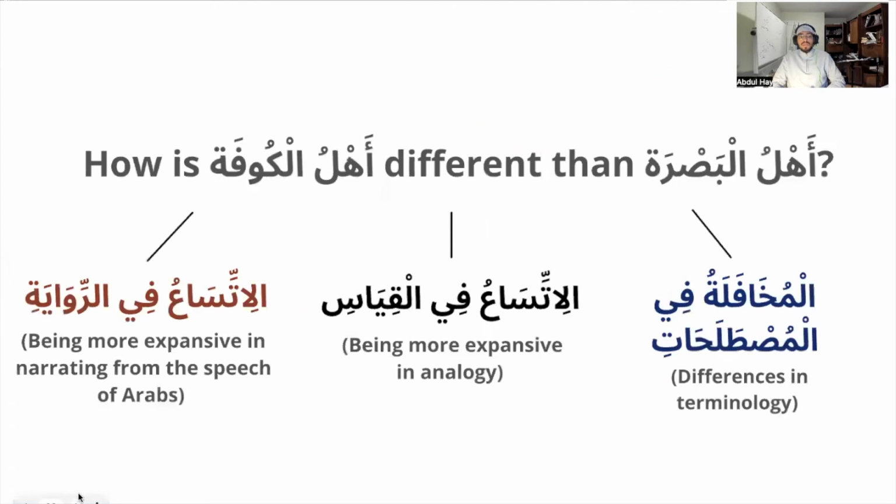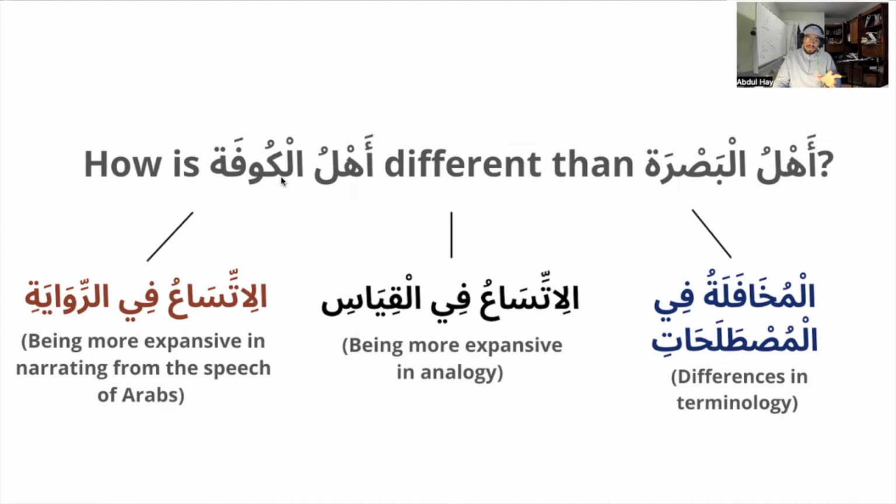Now, how is Ahl al-Kufa different from Ahl al-Basra? Now that we understood that Ahl al-Kufa, to a very big extent, was just a continuation, in a sense, or was building its work, if you will, on the school of Basra, what's really the difference between the two? The difference between the two can really be broken down into three. First and foremost, al-ittisa' fi riwayat.